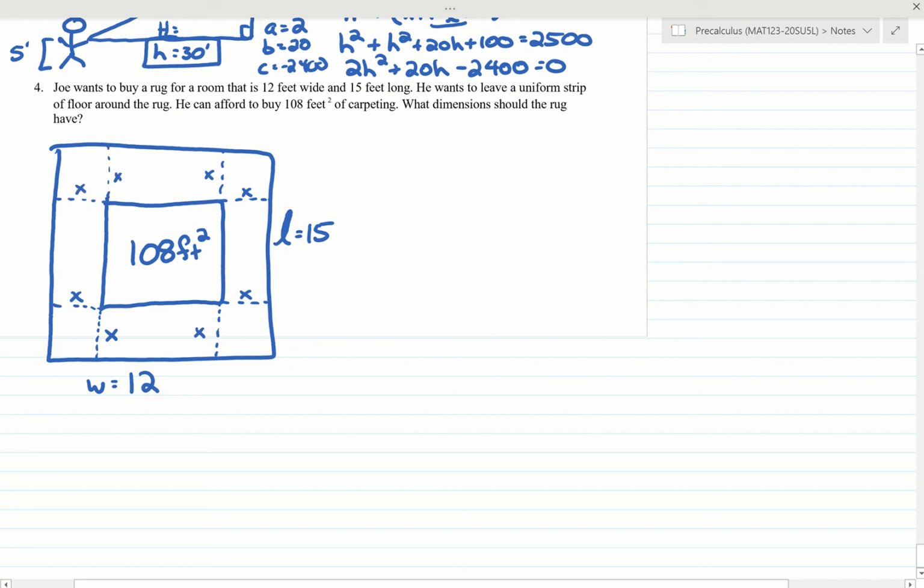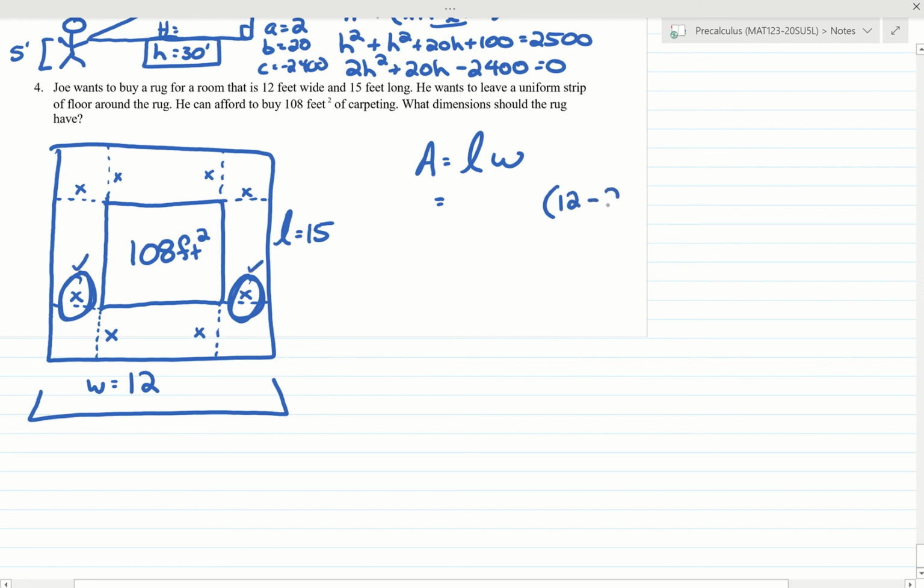So as far as what the rug is, the length this way of the rug, or the width of the rug, it would be 12 feet. That's the whole room, but we're leaving out this piece and this piece. So if the area of the rug is equal to the length times the width, that would be 12 minus this x and minus this x.